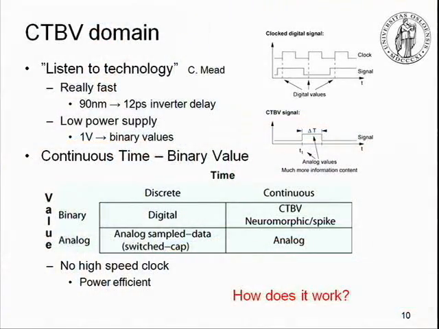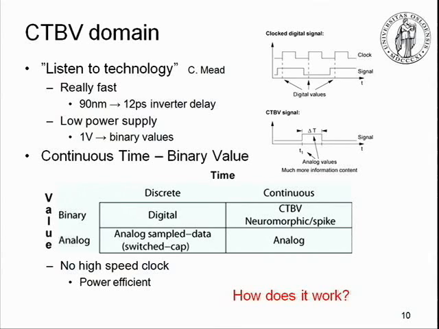I want to tell you about a new way of thinking, or it's not a new way, but a different way, I guess. Dick mentioned Carver Mead. He told me, listen to technology, and I think that's good advice. So what do we get out of silicon? What are we good at with silicon today? What's really good is that two things are happening. We're getting down in power, and we're getting up in speed.